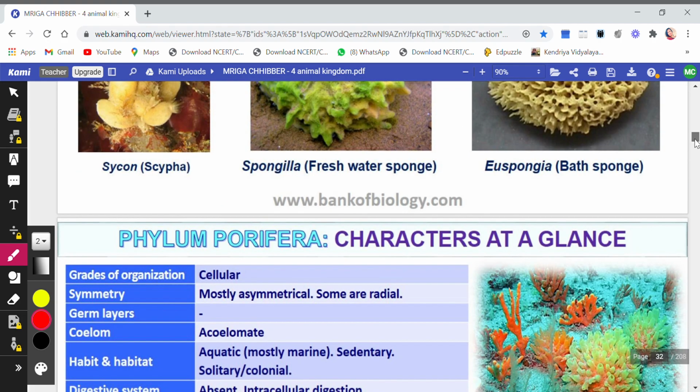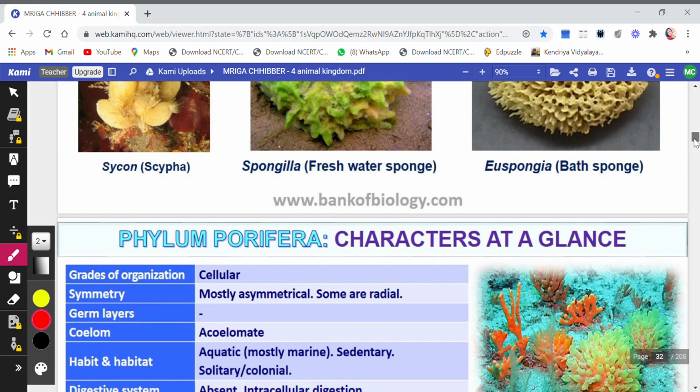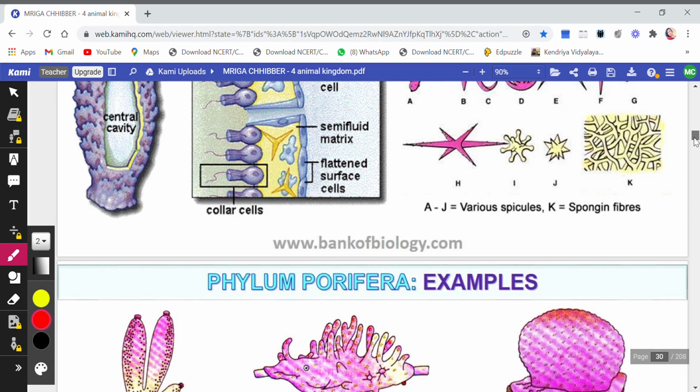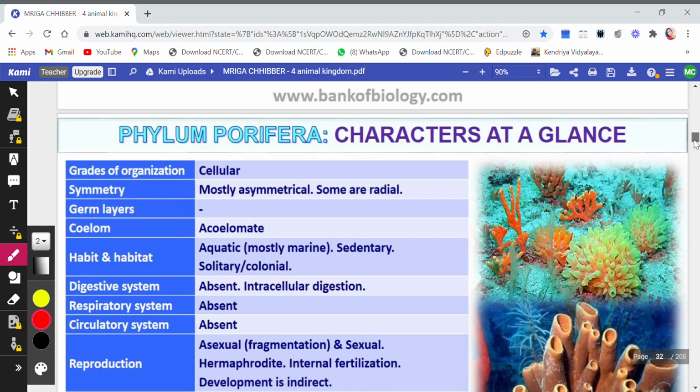Now these are the examples. They have shown you the examples here. You can see the various types of examples: Scypha, Spongilla, Euspongia, that is the bath sponge. So these are the various types of examples of Porifera.